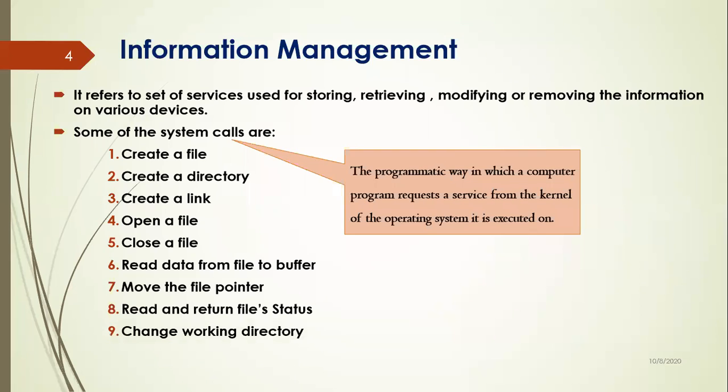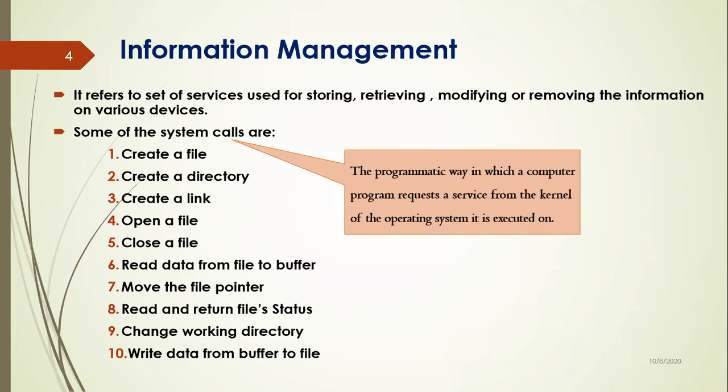Change working directory. Suppose I'm working in one folder and I want to switch to another folder, means what? I'm changing the working directory. So that is also performed by the operating system. Means we have requested that we want to move from one folder to another folder, or I want to close this folder and move to the new folder. So for that I'll send a request to the operating system, and then the operating system will revert back.